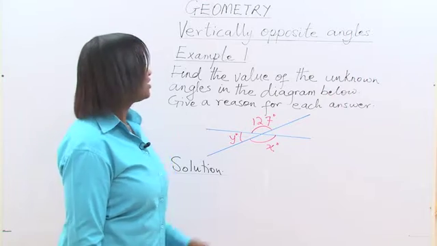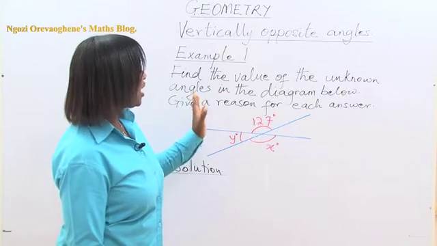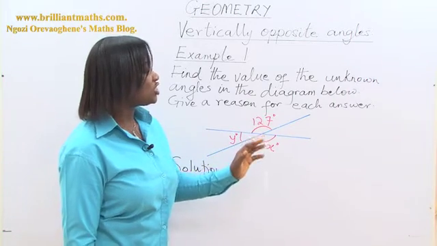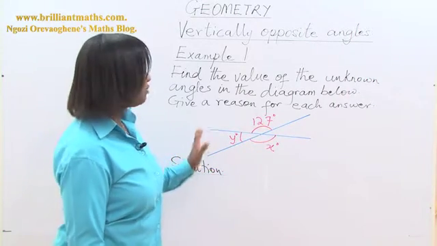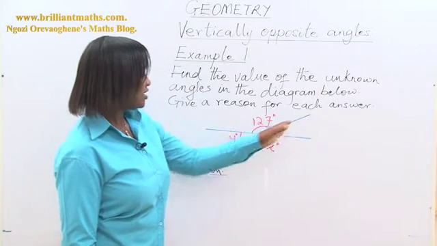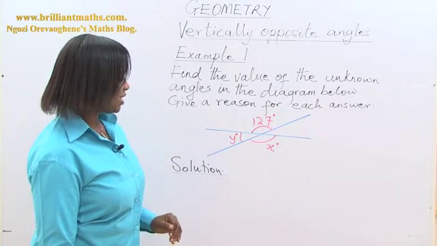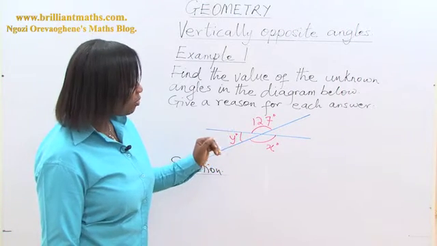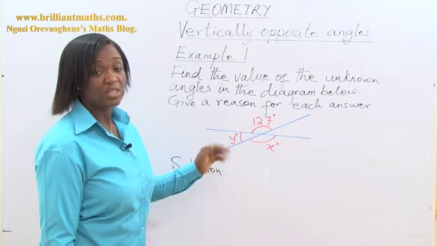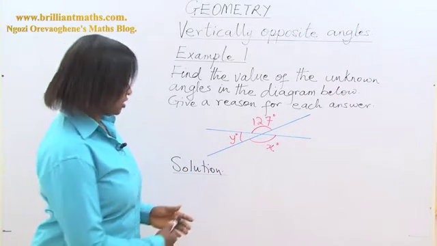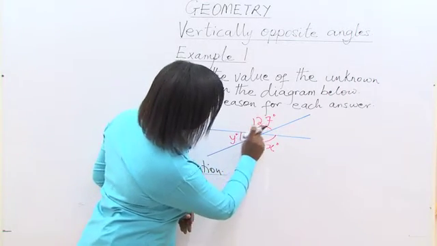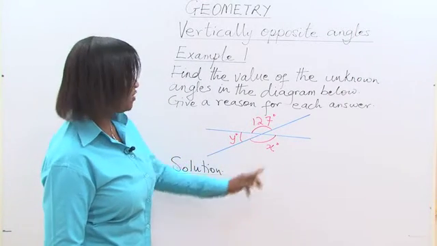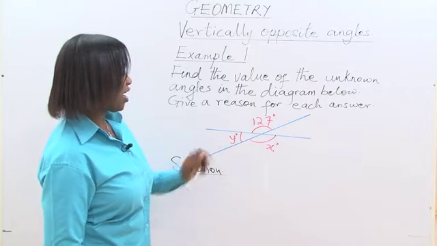Example 1. Find the value of the unknown angles in the diagram below. Give a reason for each answer. We have two straight lines that intersect. And then we can see the vertically opposite angles that have been formed as a result of that intersection. Take a look at this. This angle is 127 degrees. We're supposed to find the value of angle x and the value of angle y.